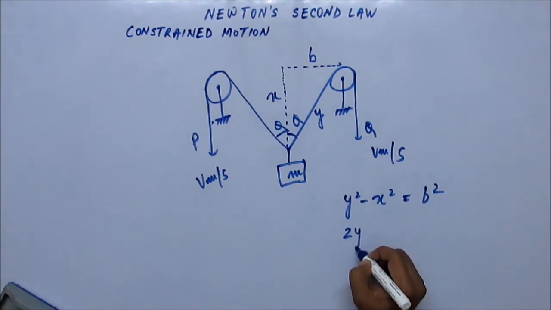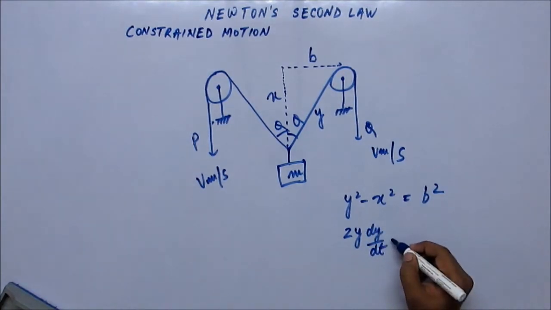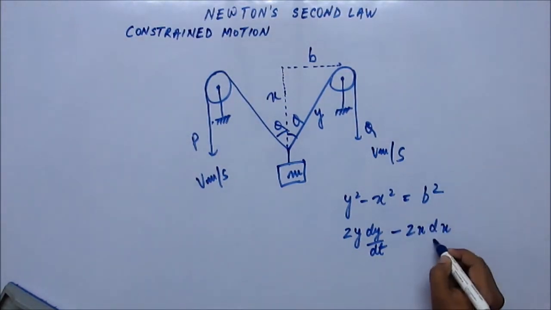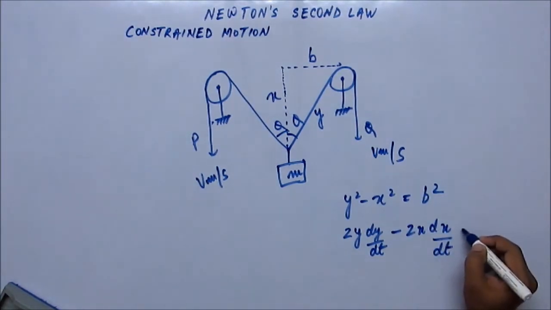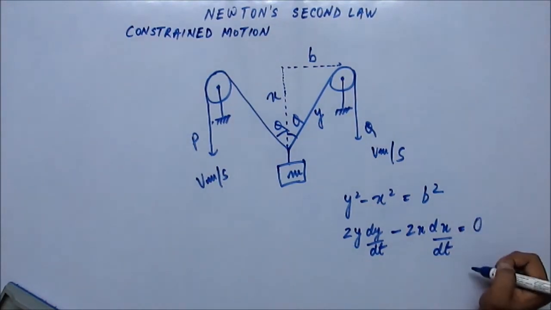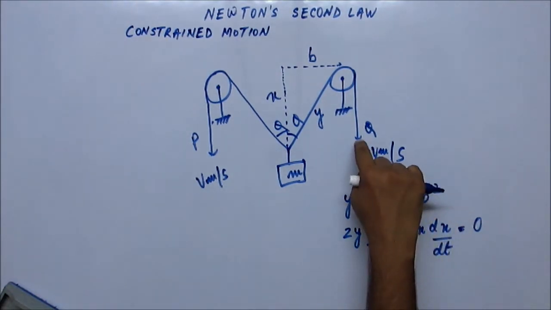Differentiation of y squared will be 2y into dy by dt. Any problem in differentiating it? We had a good amount of practice right at the beginning of the syllabus, and differentiation of b squared will be equal to 0. Fine. Now here again you can see dy by dt is the velocity with which this point is coming down.